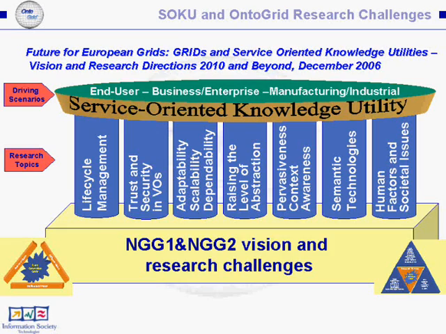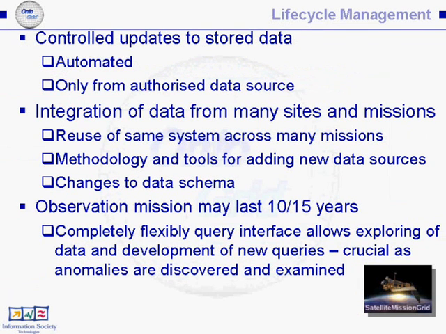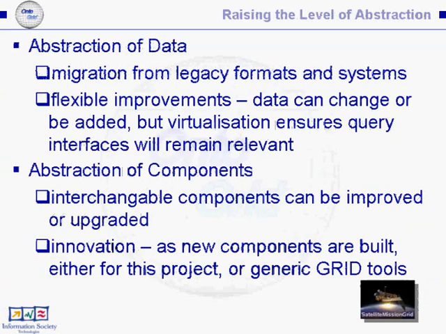I'm going to frame my analysis of this approach using SOCU's service-oriented knowledge utilities. The system works to integrate data from many different sites and can also make updates to those data, for example if a plan file replaces an older plan file. We can't predict ahead of time what sorts of queries will ultimately be useful, so we need to have a flexible interface to explore the data that we have. Abstraction of data allows us to have flexibility and easier migration paths. Abstraction of components means we can take advantage of developments elsewhere and incrementally improve our system.